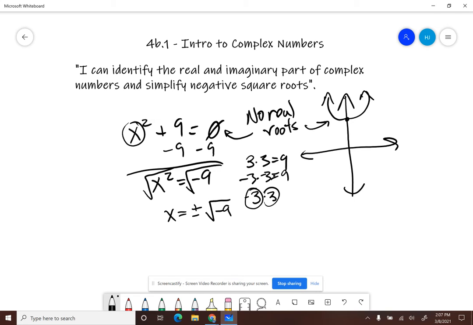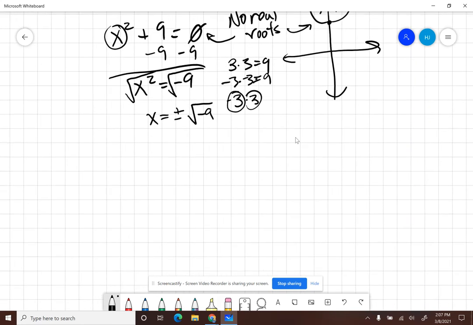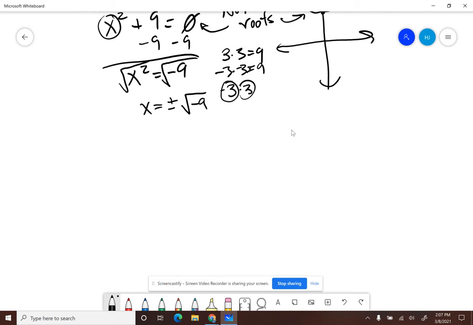But the issue is, mathematicians said, well, you know what? We need to have some way to describe this and some way to help with this situation. So they come up with this idea that somehow we need to make an imaginary number system. Yes, you heard me correctly: an imaginary number system to help us deal with negative radicals.